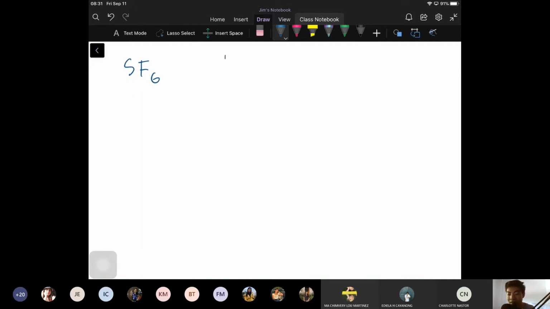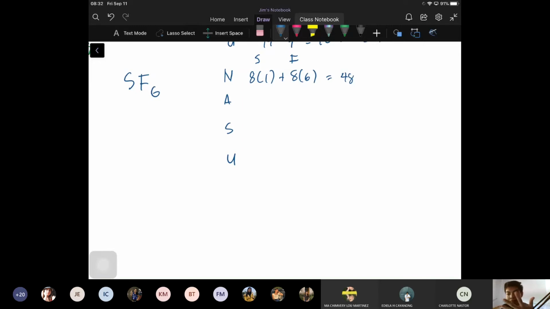No? So, ano gagawin natin? We do the NASA rule muna. So, let's assume that sulfur will follow the octet. Assume muna natin. Baka kasi gumana. So, this is 8 times 1. 8 times 6. Ang daming numbers. 48 yan, diba? 8 times 6. Magiging 8 times 7 yan. Ay, hindi pala 48. Diba? Ayoko na nga.